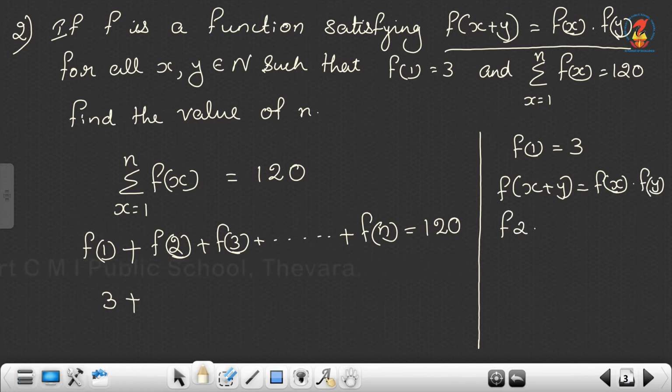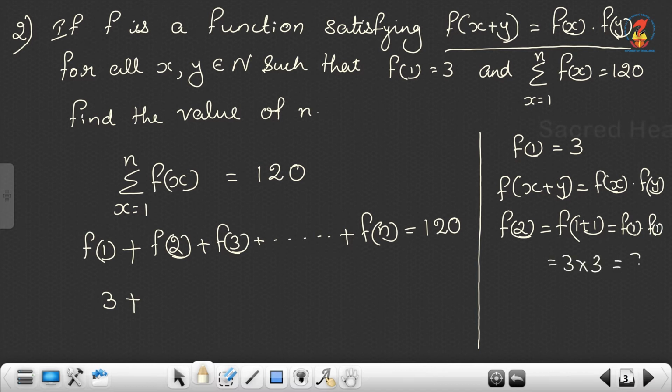So f of 2 I can write as f of 1 plus 1. This is all true for every natural number. So f of 1 plus 1 I can write as f of 1 into f of 1 by this rule. So 3 into 3, that's equal to 9. So what is f of 2? 9. Now what is f of 3?